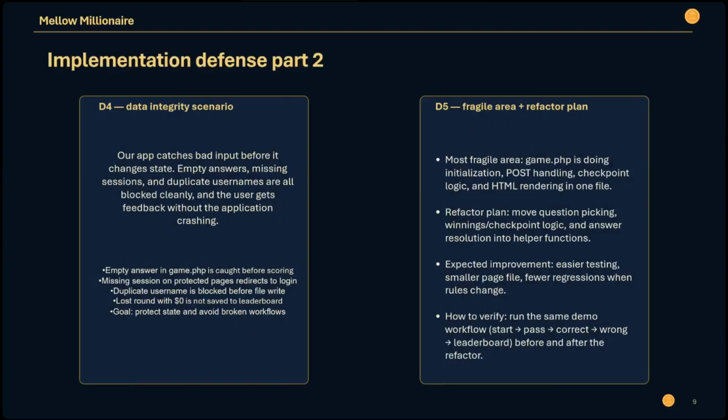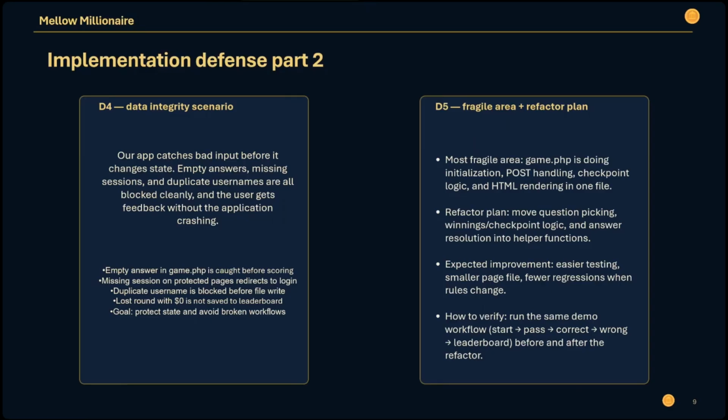Okay, so we have the last two for implementation defense. So our data integrity. We wanted to make sure our app was not just getting any input. So we instated a bad input catcher so that before it changes states, it would actually deny it. So empty answers, missing sessions, duplicate usernames, they're all blocked cleanly, and the user will get feedback without the application crashing, because that was happening in the intro stages, but this was a good way to make sure that the user can only input certain things.